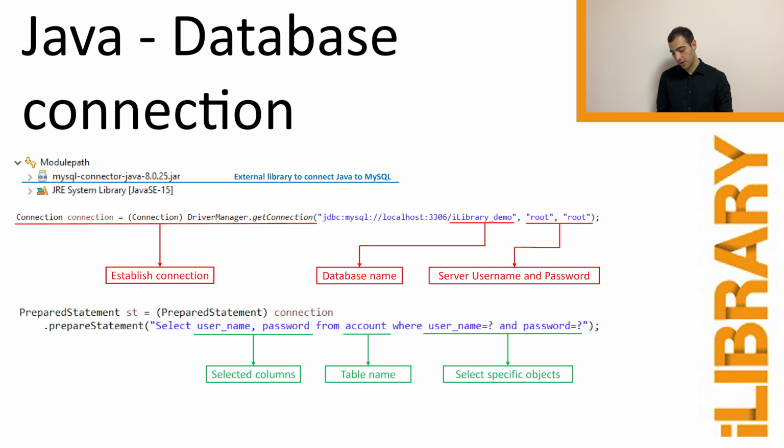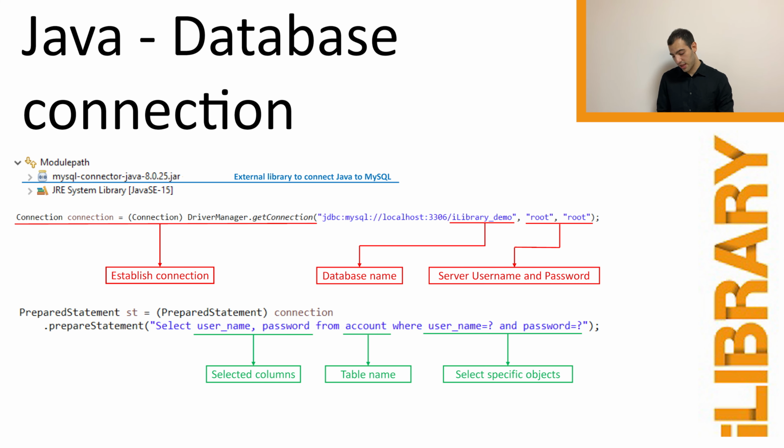In this case, it's DriverManager.getConnection, and then we need to add the link of the server with the database name, then add the server username and the server password. In this case, root is the server username and server password, because they're the standard ones. And we are using the database name iLIBRARY demo, which is the database where we store the user information.